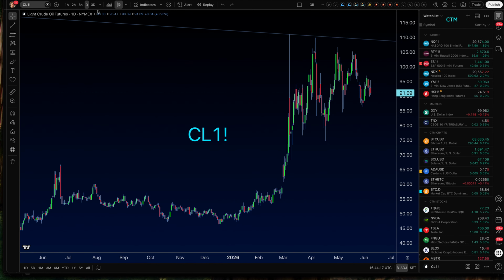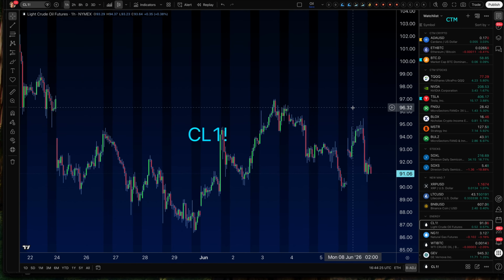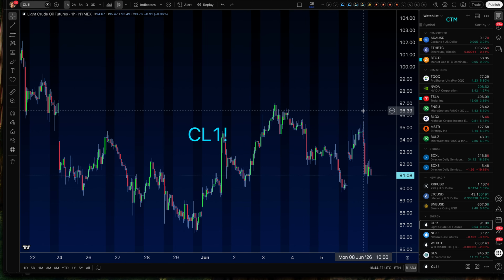Is this correct? I don't even know if this is correct. Why am I saying is this correct? Well, I feel like the price should be much different. Well, it's not. Doesn't matter what you think.